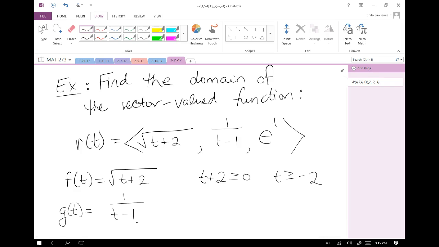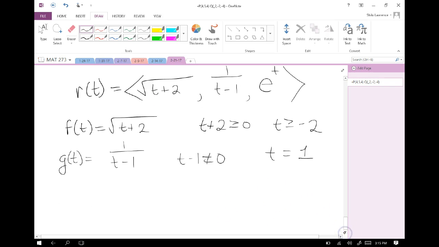What's 1 over t minus 1? What's the problem with that one? Can't use 1, because then it will say 1 divided by 0. We're not allowed to divide by 0. Okay? So t minus 1 can't be 0, which means t can't be 1. And then for our h of t, we've got e to the t, and there's no problems with that one.